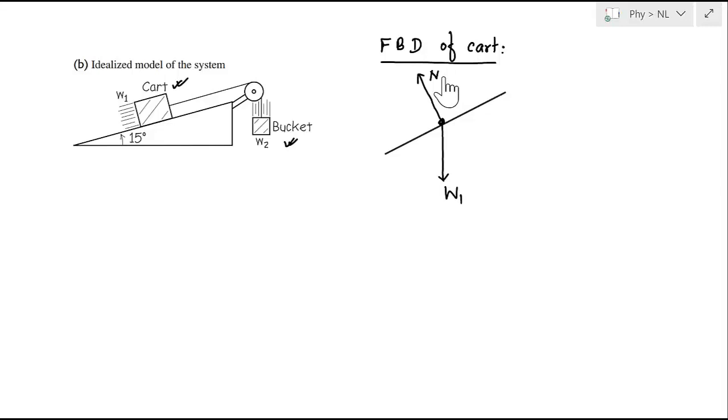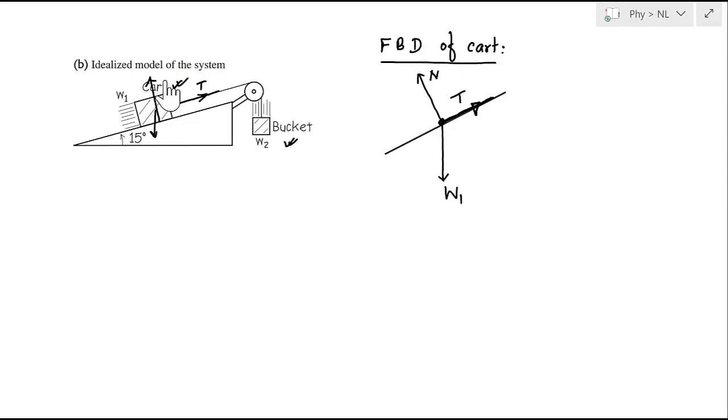Since there is no friction, there is no friction force acting along the parallel direction of the incline, but the bucket is trying to pull the cart. So there is a tension force in the cable that acts in this direction. So this is my tension force, this is my W, and this is my normal reaction that is acting on the cart plus block system.